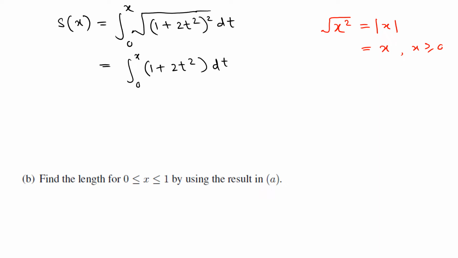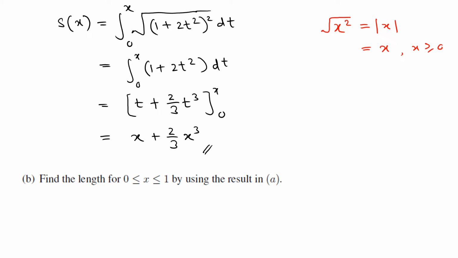This is very easy to integrate. So if you integrate, you're going to get t plus 2/3 t cubed, and then you can evaluate this at x and 0. When you plug in 0 it is gone, so when you plug in x, you're going to get x plus 2/3 x cubed. So yeah, that's the answer for the arc length function.